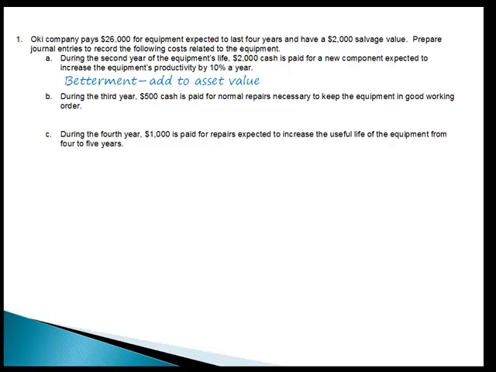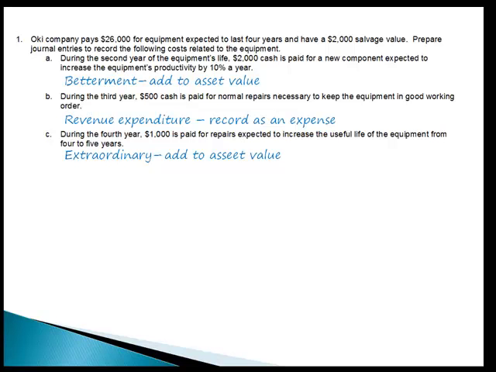B, during the third year, $500 cash is paid for normal repairs. Normal repairs are a revenue expenditure. You would record repair and maintenance expense as a debit. Cash would be your credit. And C, during the fourth year, $1,000 is paid for repairs expected to increase the useful life of the equipment from 4 to 5 years. That's an extraordinary repair. We would debit the asset and we would credit cash.